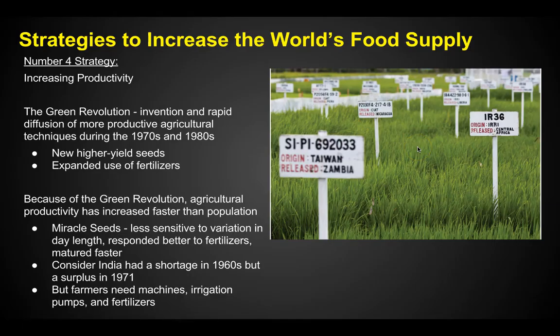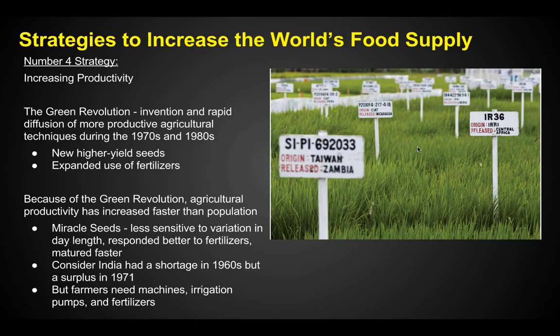Strategy number four, increase productivity. We're looking at something called the Green Revolution. This was the invention and rapid diffusion of more productive agricultural techniques during the 70s and 80s, where they created higher yield seeds and expanded their use of fertilizers. Because of the Green Revolution, agricultural productivity has increased faster than population.